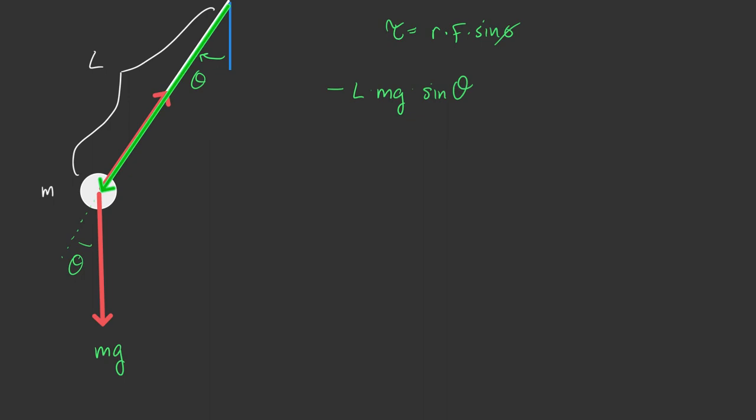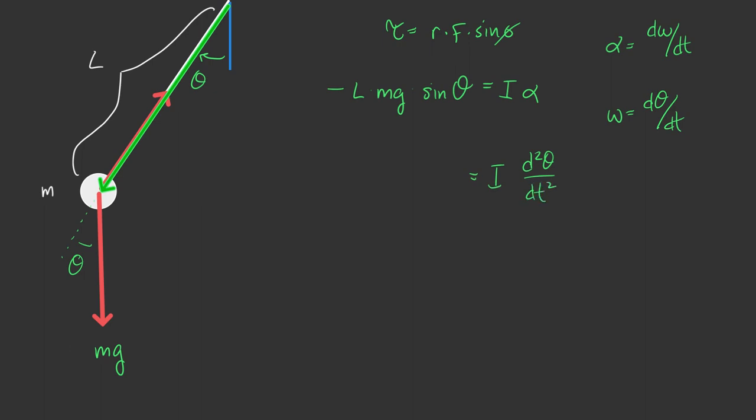This is the only torque acting on the system because the only other force is acting at the pivot point. So this has to be equal to I alpha. As I recall, alpha is d omega dt, and omega is d theta dt. Seems to me this could be written as I times the second derivative of theta with respect to t.